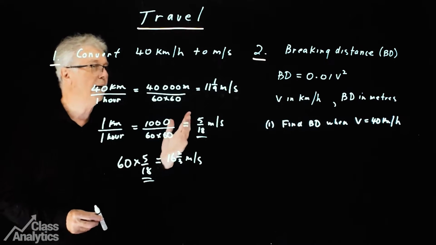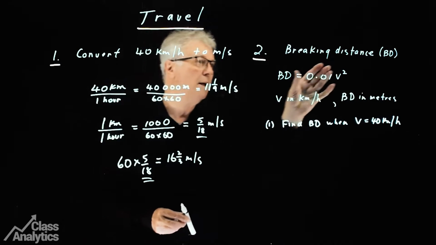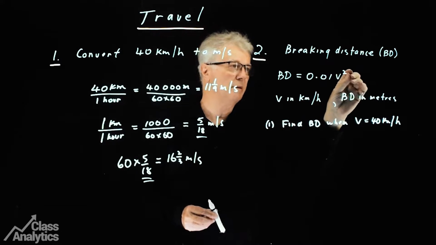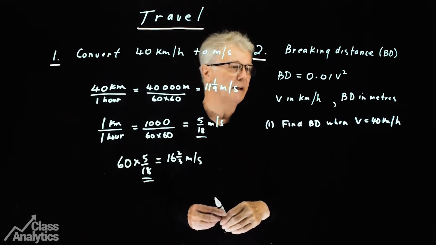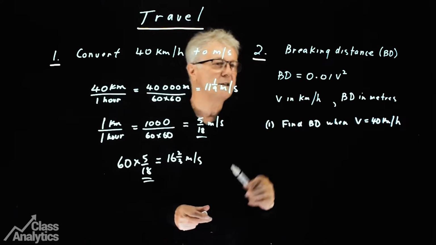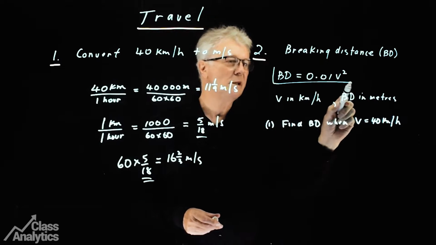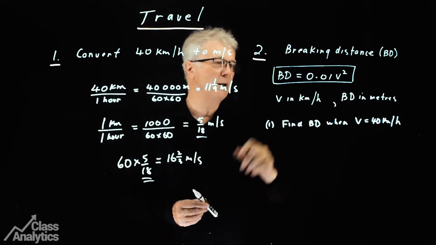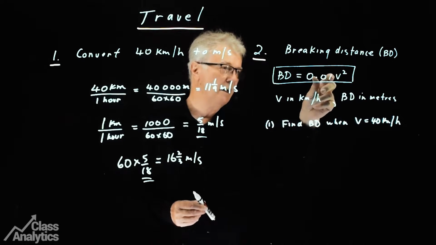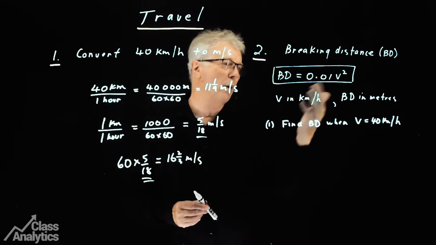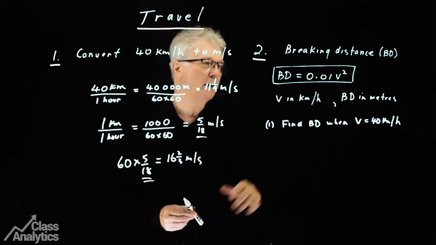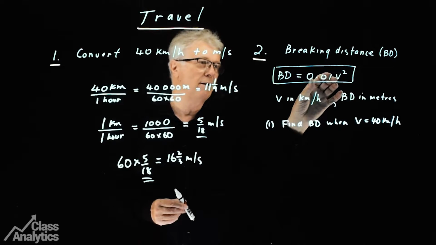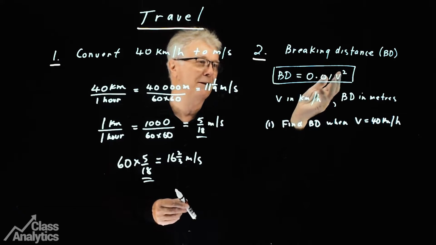All right, now braking distance. Now this is quite important. This is the distance a car will travel by itself once the brakes are applied. Now this formula here, you are given that formula, you don't have to remember it, and that may change depending on the conditions. That number may change, particularly if it's wet, or the car's tyres are bald or something like that.